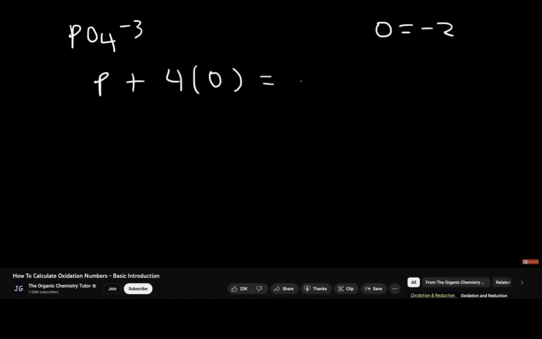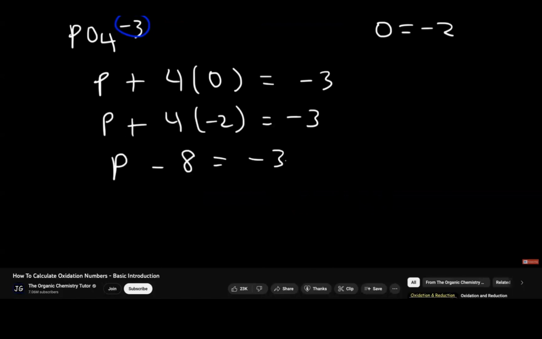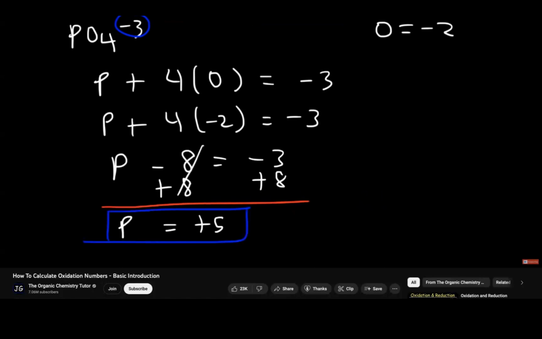Let's look at another example. Phosphate. Go ahead and find the oxidation state of phosphorus in phosphate. So once again, oxygen is still -2. So we got a phosphorus atom plus 4 oxygen atoms, and the net charge is -3, based on what we see here. So it's going to be P plus 4 times -2, and 4 times -2 is -8, and then add 8 to both sides. So -3 plus 8, that's going to be +5, and that's the oxidation state of phosphorus.